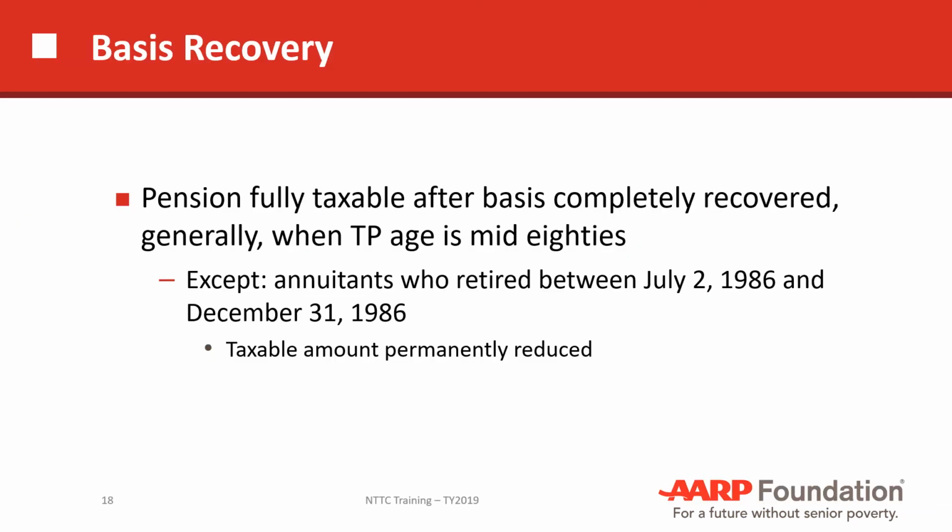So once the taxpayer becomes roughly in their mid-80s, the pension is fully taxable after the basis is completely recovered. So as you saw in the table, once they get to roughly 85 years old, then everything becomes taxable from that point forward. There's one exception, of course, that's the annuitants who retired between July 2nd, 1986 and December 31st, 1986. And their taxable amount is permanently reduced, so they never get to the point where they're paying tax on the whole thing.